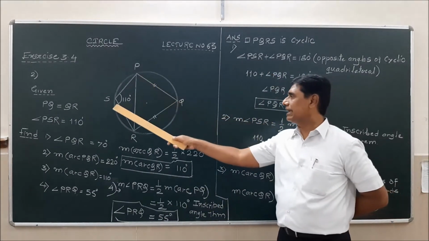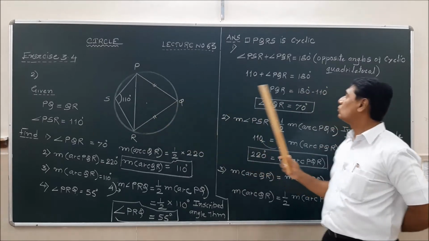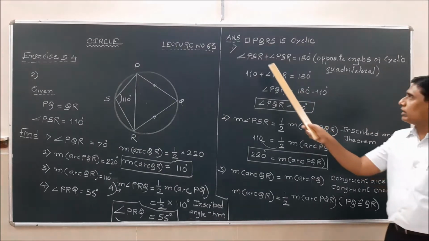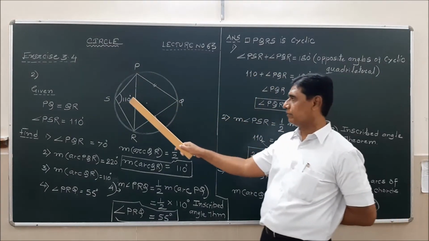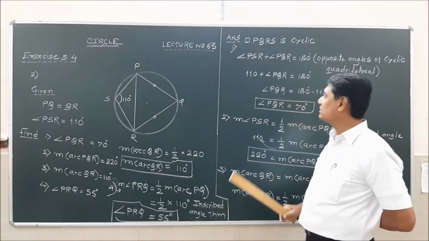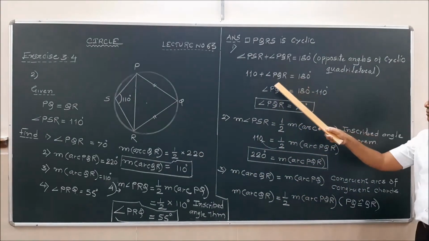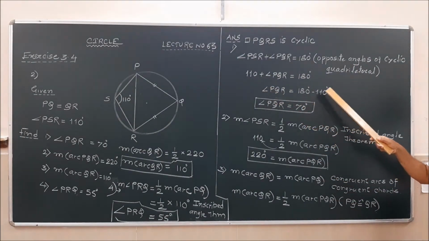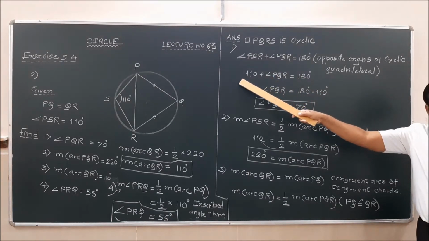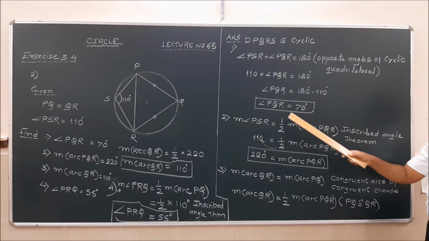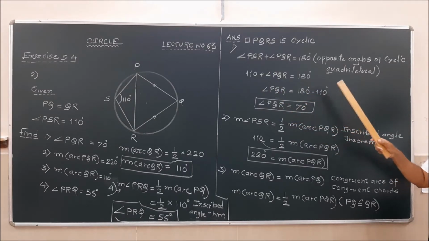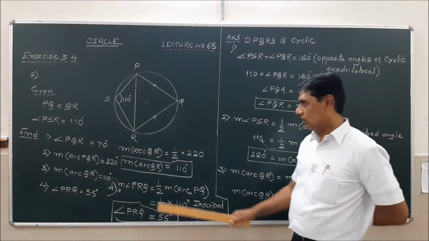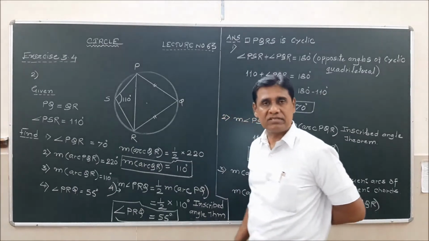Angle PSR plus angle PQR is equal to 180, opposite angles of cyclic quadrilateral. But value of PSR is given as 110. So 110 plus angle PQR is equal to 180. Now transfer this 110 to the right hand side. Here to the left hand side it is plus, so it is going to become minus. So you will get PQR is equal to 180 degree minus 110 is equal to 70 degree. So this is how our first answer is 70 degree.